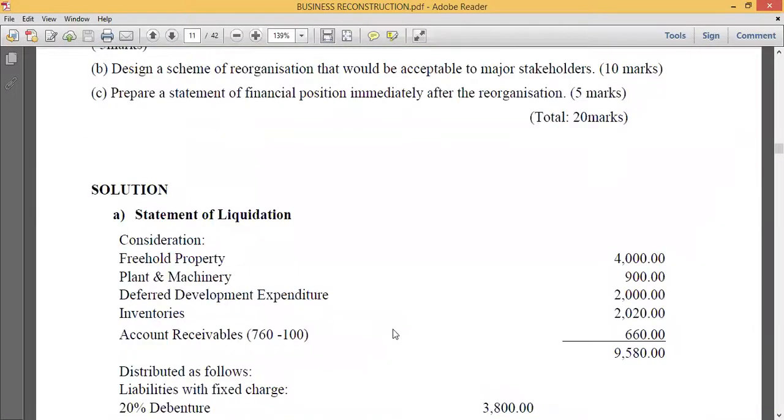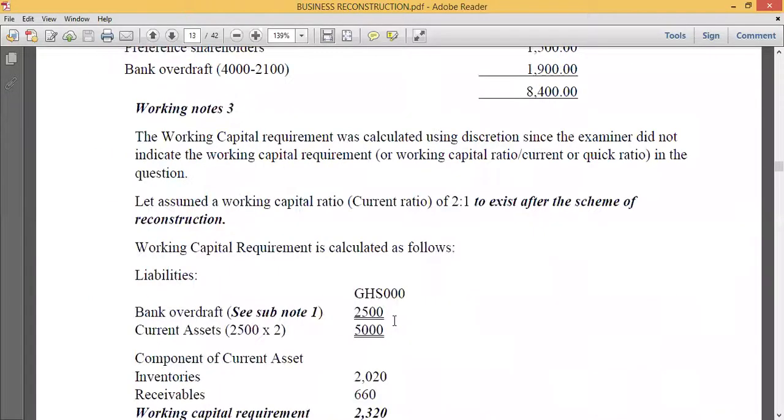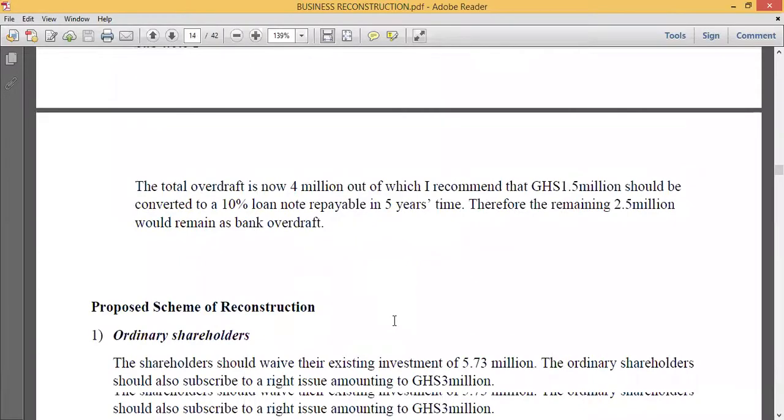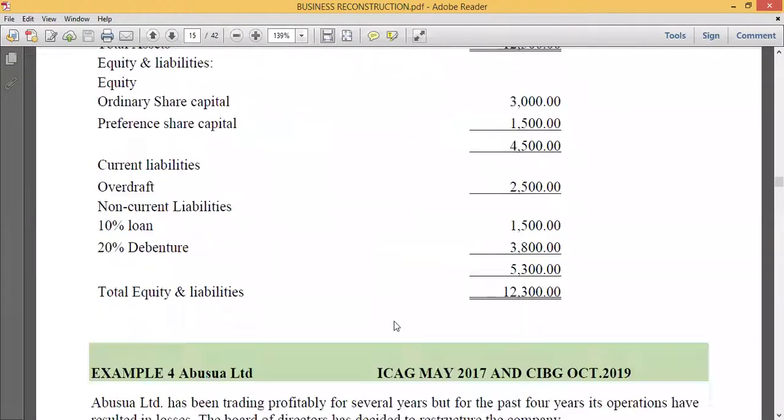Today we are solving a question in the tutorial question. It has dropped two times for the ICA. That's the question that I'm solving today.